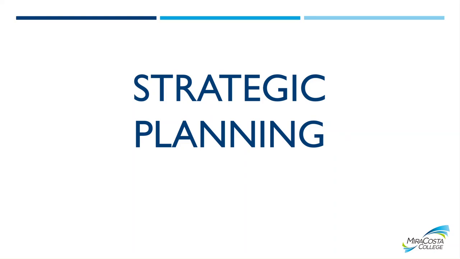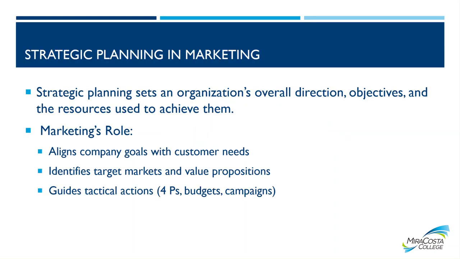So starting with strategic planning, strategic planning sets an organization's overall direction, objectives, and the resources used to achieve them. Marketing's role aligns company goals with customer needs, identifies target markets and value propositions, and guides tactical actions such as the 4Ps, budgets, and campaigns.